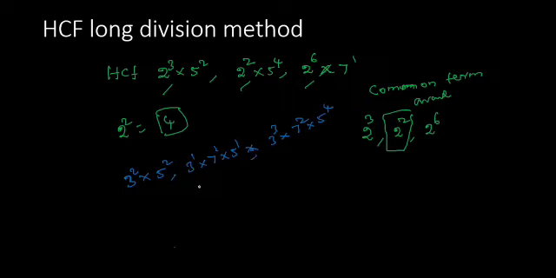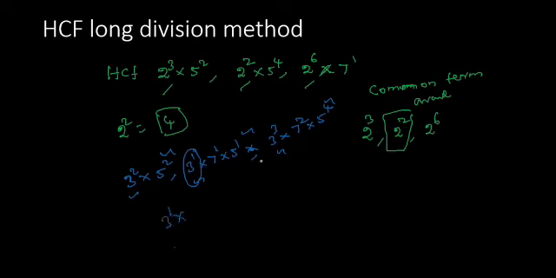Now, in this case, what is a common term here? 3, 3 and 3. 3 is common in all these 3 terms. Now, what is the next common term? 5 is common. So, now 3 and 5 are common. Now, what is the minimum term for 3 here? The minimum term for 3 is 3 to the power of 1.